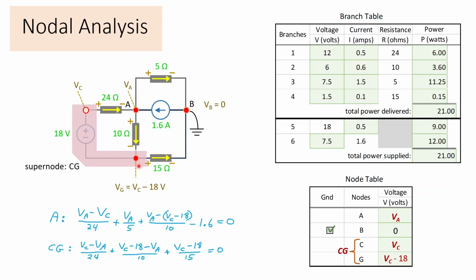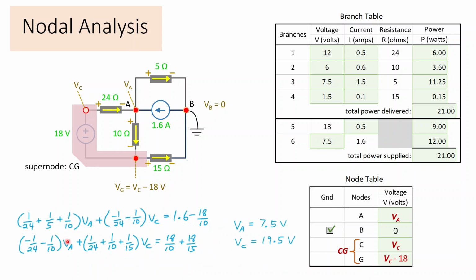Now, down here at junction G, we have VC minus 18 minus VA, right? We start with where we are. VC minus 18 minus VA over 10 is this middle term, and that's expressed to be a current leaving. Of course, like we said earlier, it may turn out to be negative, which means the current's actually entering. And last but not least, VC minus 18 minus 0 over 15 represents the current leaving the supernode through the 15 ohms.